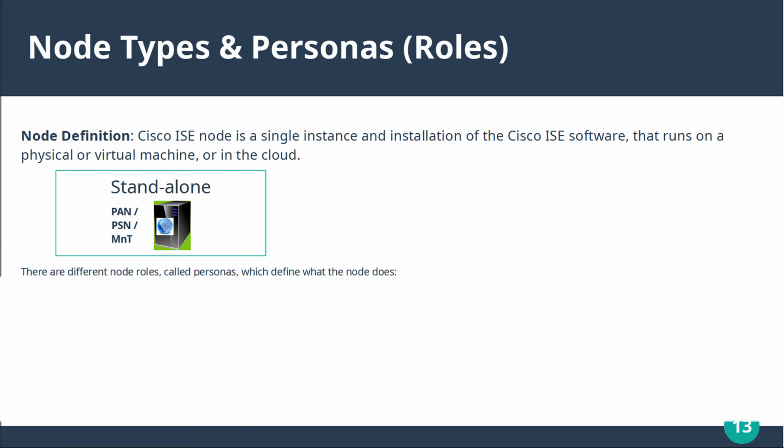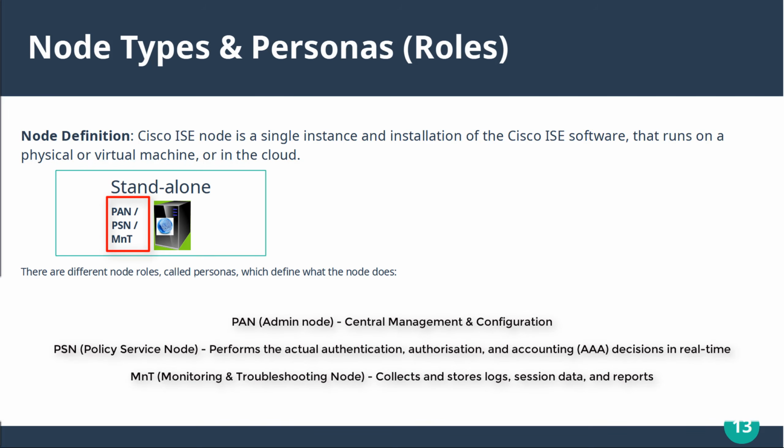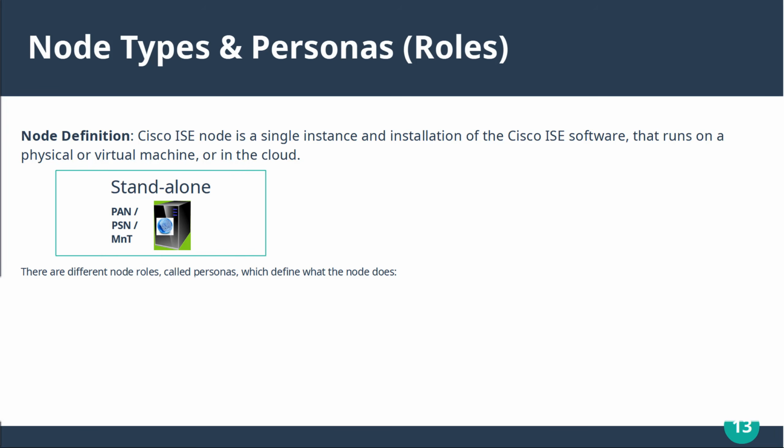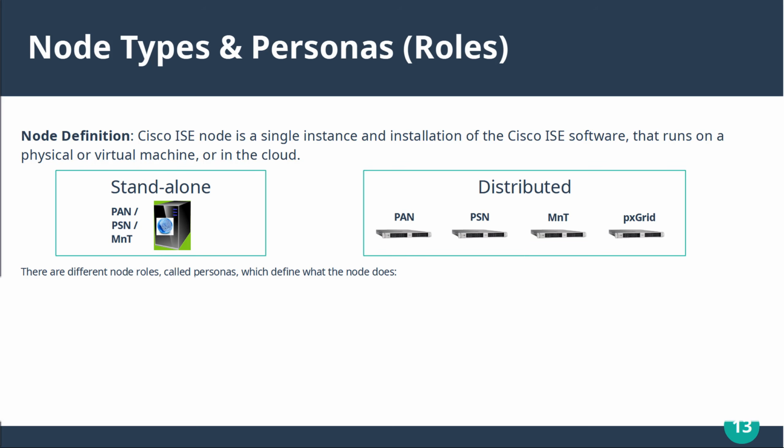There are different node roles called personas, which define what the node does. There are three main personas: admin, policy, and monitoring. In standalone mode, all personas, admin, policy, monitoring are enabled on a single node. This is suitable for lab, demo, or small-scale production. But in a distributed deployment, roles can be spread across multiple nodes, which improves scale, performance, and redundancy.